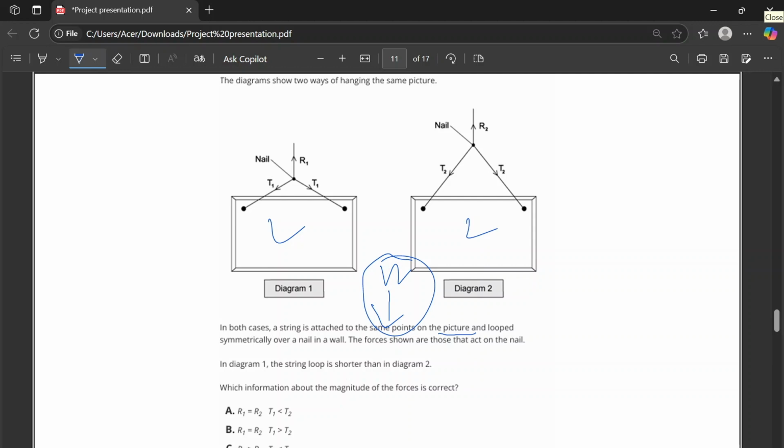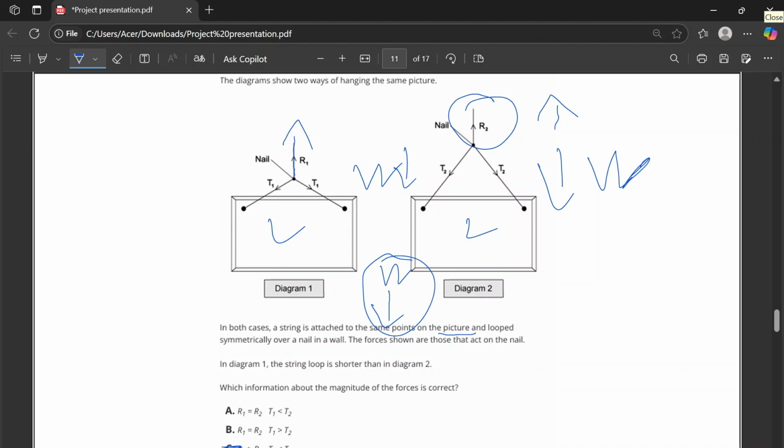So let's see. As you can see, in this case R1 will be equal to the weight of the picture. For R2, this is also the same as the weight acting in the opposite direction, because there are no other forces acting in the opposite direction. So if they both are equal to the weight, then this is the same picture, so we can conclude that R1 is equal to R2. Then we can just eliminate the C and D choices.